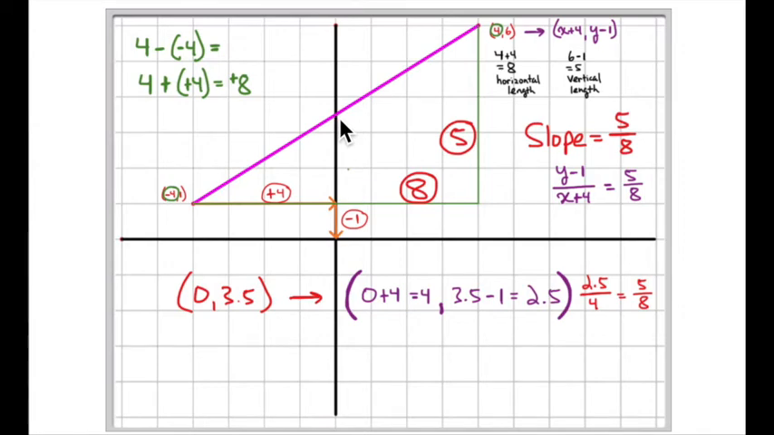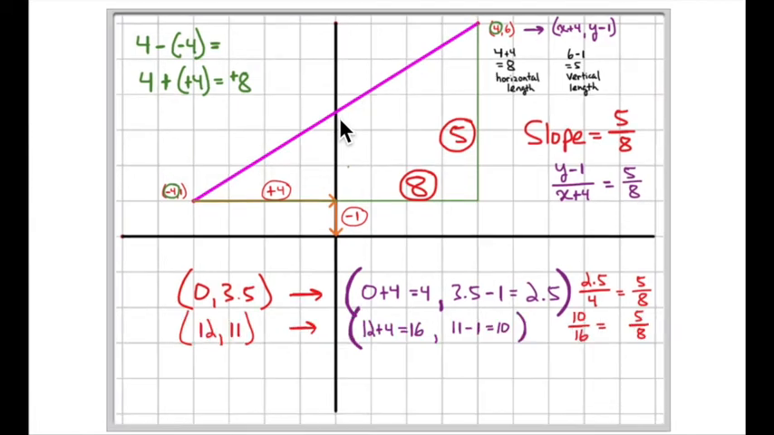We've done it both visually using the graph and mathematically using the equation. So 12/11 is on this line. Again, we're going to take the y value, 11. 11 minus 1 is 10. So that's this 11 minus 1 right here is equal to 10. And 12 plus 4. So we're going to replace this x with 12. 12 plus 4 equals 16.